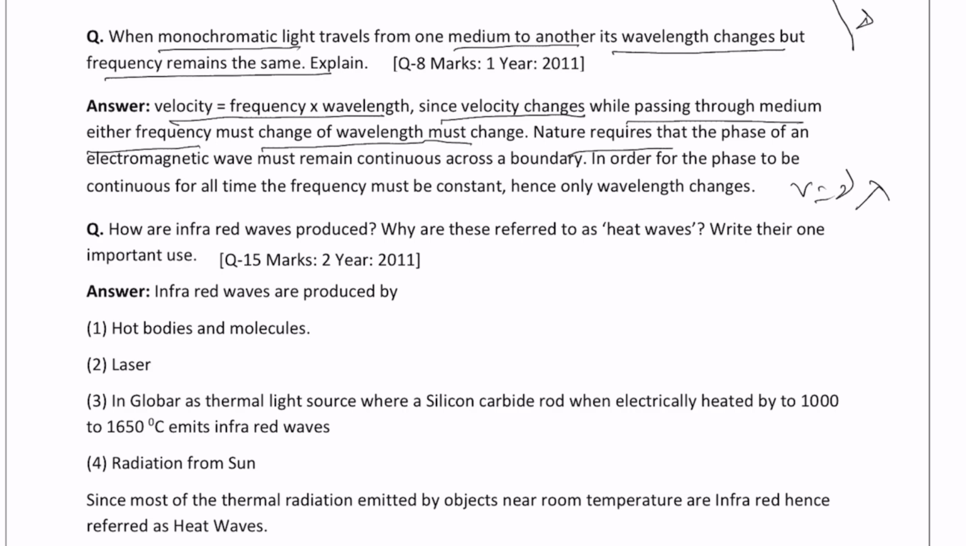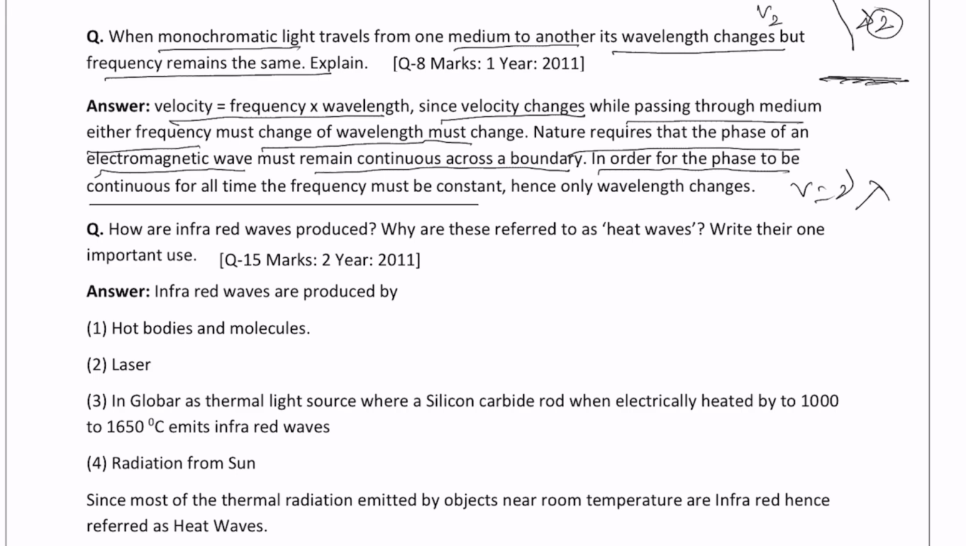So nature requires that the phase of an electromagnetic wave must remain continuous across the boundary. This is called boundary condition. In order for this phase to be continuous, for all times the frequency must remain constant, okay? So what is not changing in case of refraction, when an electromagnetic wave travels from one medium to another, is the frequency, which is more fundamental. Remember, wavelength changes. As the wavelength changes, the velocity in this medium and the velocity in that medium are different, okay?